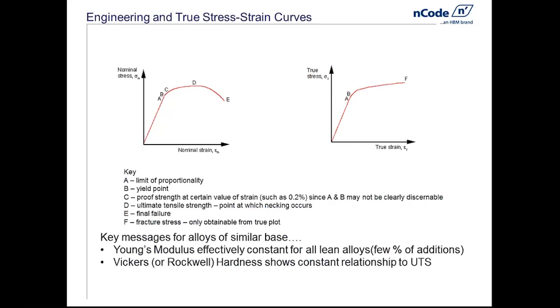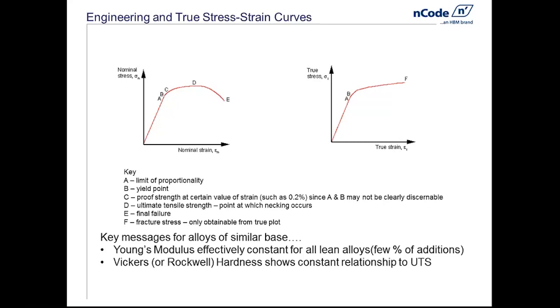It's particularly true in most metals such as aluminium, and therefore to provide consistency between the different laboratories' measures, you will take a proof strength at a certain value of strain, such as 0.2%, as I say on there.